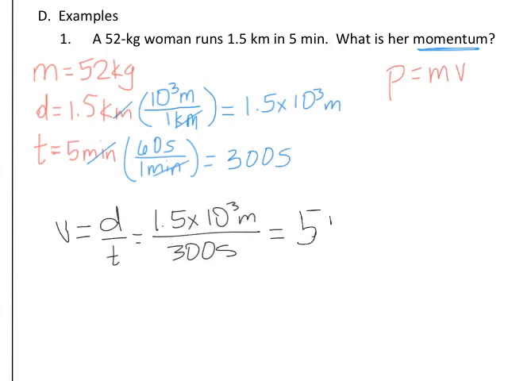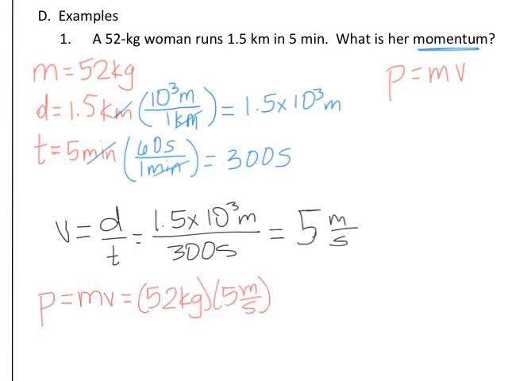You should have come up with 5 meters per second. Now that we have both the mass and the velocity, I'm going to plug those in and find out what our momentum is. Hopefully you get an answer of approximately 260 kilograms times meters over seconds for the magnitude of that momentum.